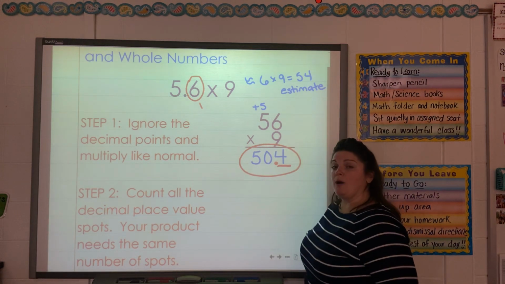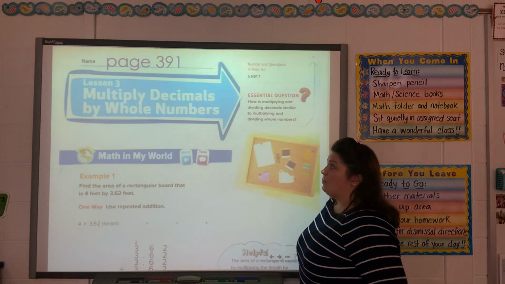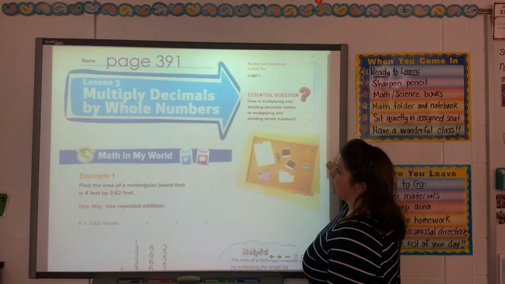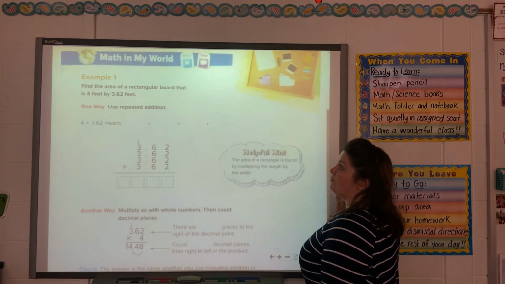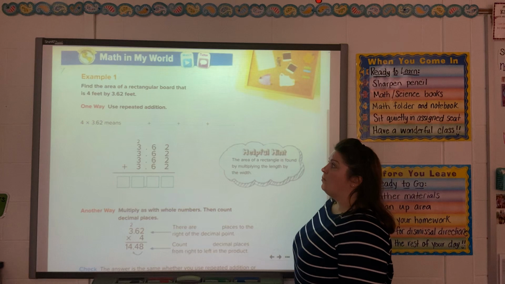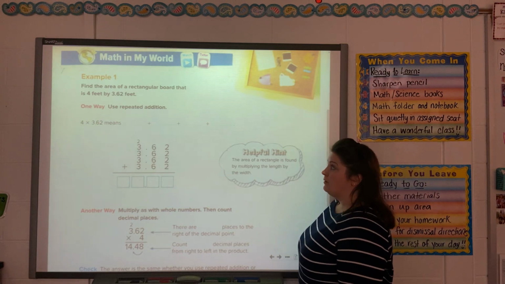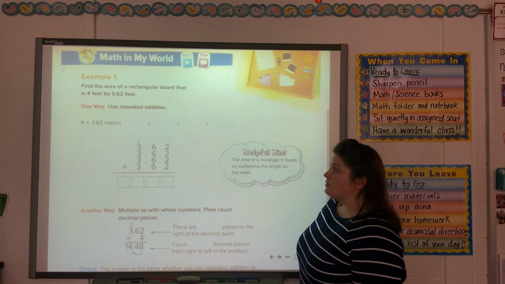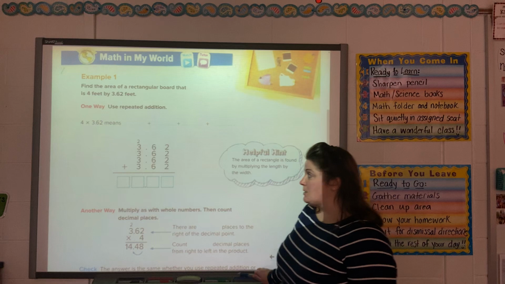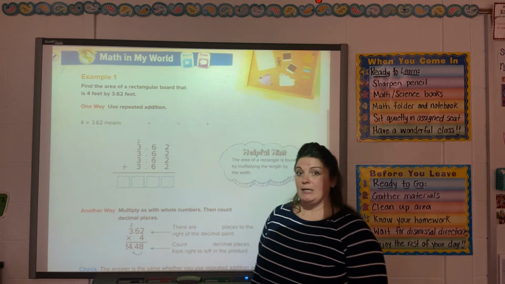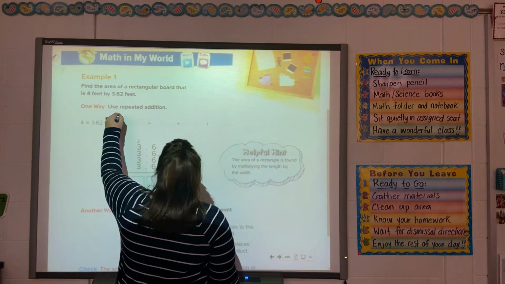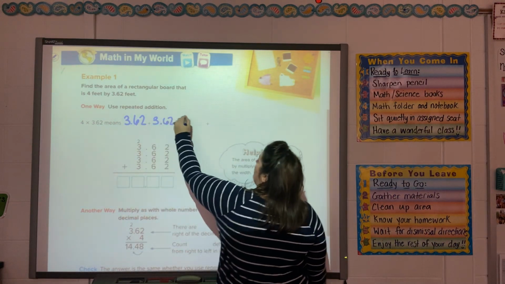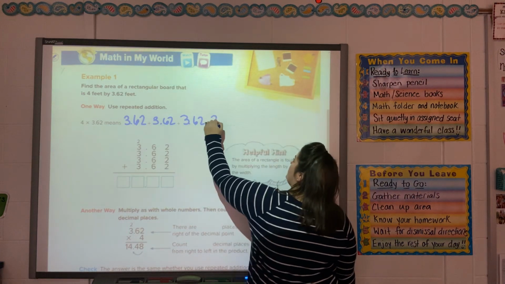Now let's move to our My Math book. Please go to page 391. Find the area of a rectangular board that is 4 feet by 3 62/100 feet. One way is to use repeated addition. So 4 times 3.62 means that I'm taking 3.62 and adding it together 4 times. So it means 3.62 plus 3.62 plus 3.62 plus 3.62.